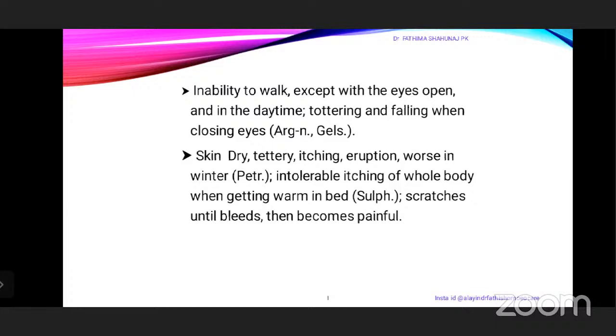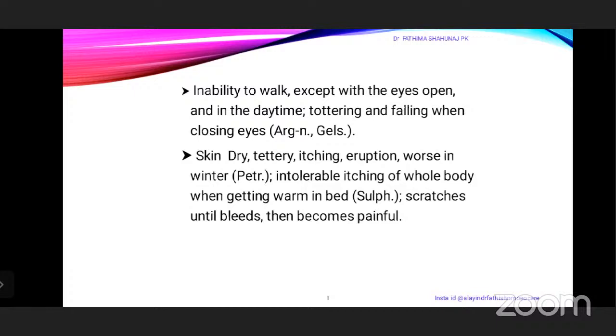And then skin, about the skin, dry, tarry, itchy, eruption, worse in winter, which is combined with petroleum. In petroleum, the skin of the hand is rough. And it's cracked, and they're mainly seen in the tip of the finger, with cracks and fissures. Every winter, there is a periodicity present in petroleum, that aggravation in every winter. Tendency to feet which are bathed in foul-smelling sweat. So this is the symptom.